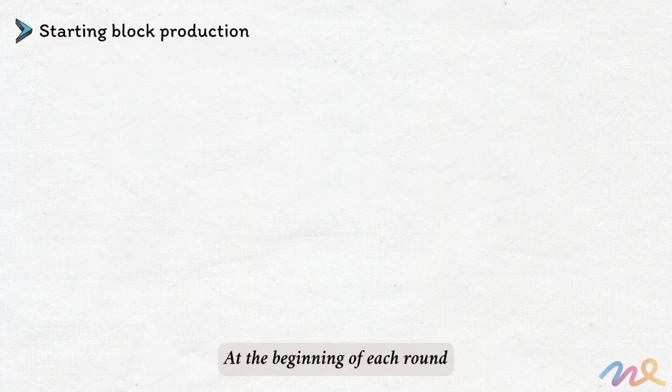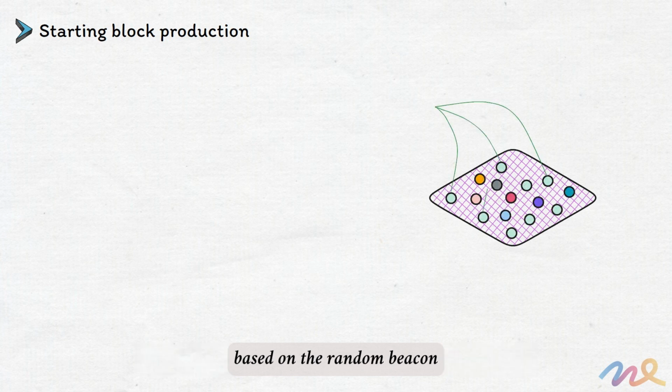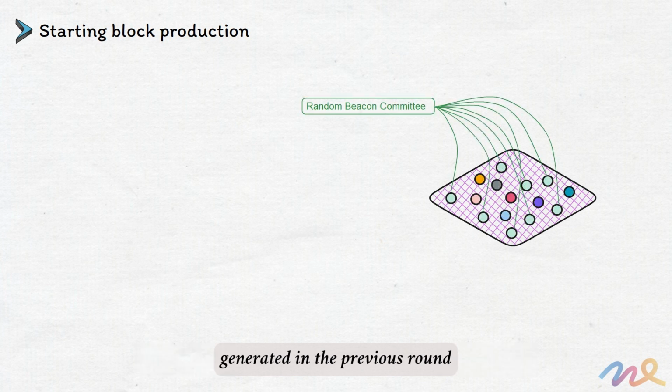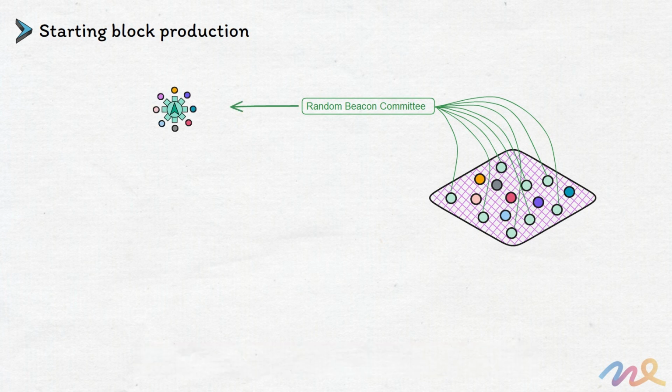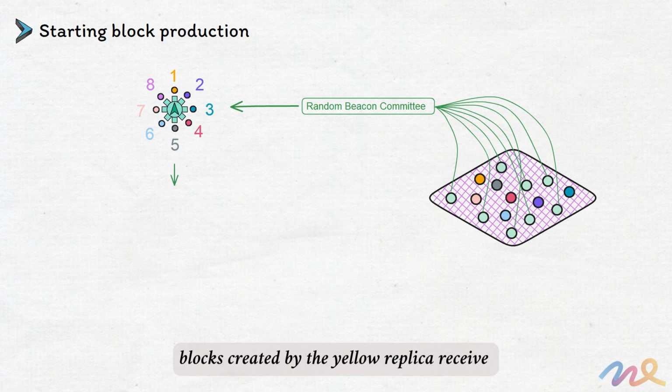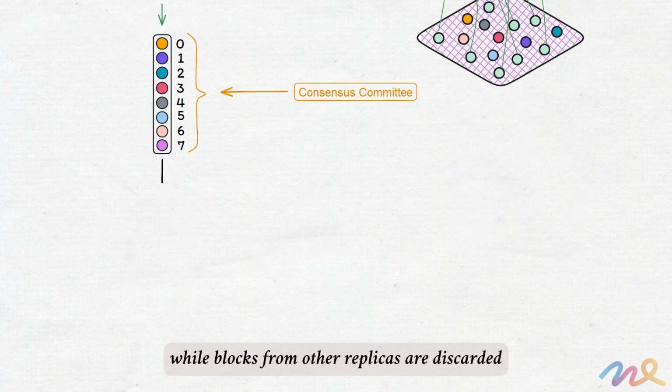At the beginning of each round, replicas within the subnet calculate a weight ranking based on the random beacon generated in the previous round. The yellow replica ranks first with the highest weight. Consequently, blocks created by the yellow replica receive priority signatures from everyone, while blocks from other replicas are discarded.